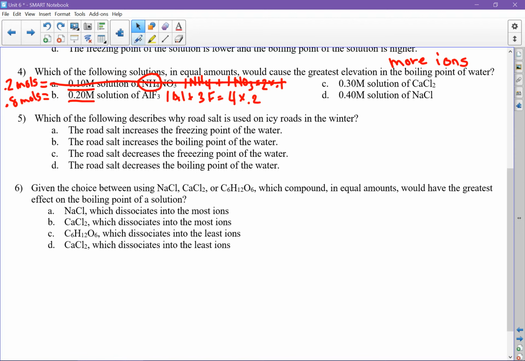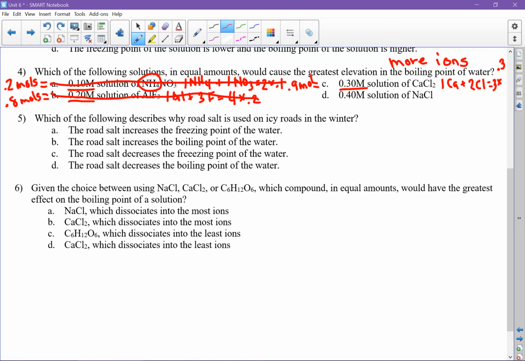Okay? If I count over here, I have 1 calcium ion, and I have 2 chlorine ions. Altogether, that's 3, but times the 0.3 of the molarity that was given. That gives me 0.9 moles of ions. Okay? So right now, C has more ions than letter B, so that means that eliminates that choice. We have to check letter D to get through it all.